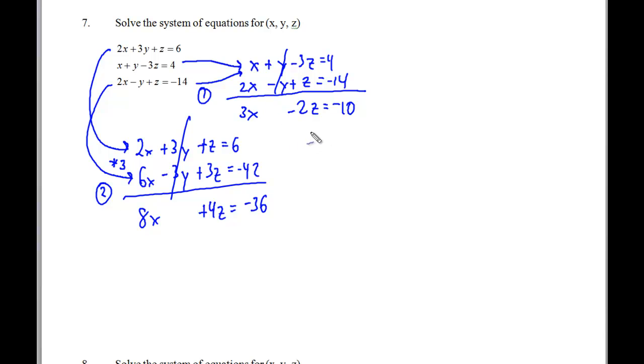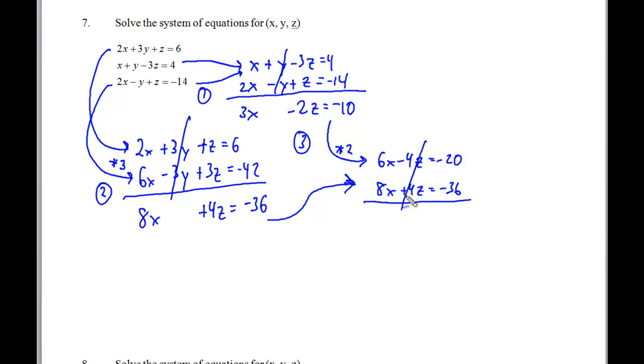And so for my third step, I'm going to put together these two equations with x's and z's in them. The variable that's going to get eliminated is this z, because this is a negative 2z, this is a positive 4z. So if I take this equation and multiply it by 2, I get 6x minus 4z equals negative 20. And if I take this one and do nothing to it, then I get 8x plus 4z equals negative 36. And then these z's go away, and what I'm left with is 14x is equal to negative 56.